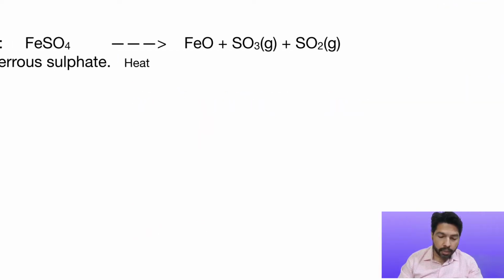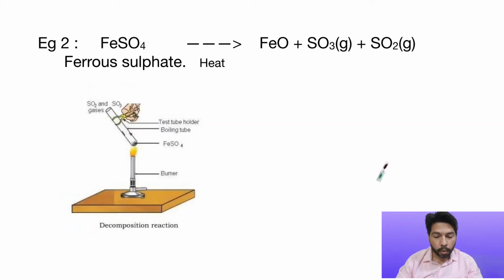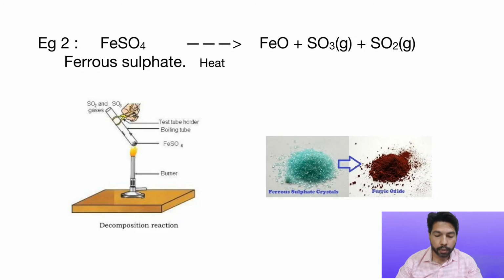Second example, you can see when FeSO4 is thermally decomposed, it will produce Fe2O3, SO3 and SO2. FeSO4 is green in color, whereas Fe2O3, that is ferric oxide, is red in color. While performing the experiment, you will observe a pungent smelling gas evolving in this particular reaction, and that is SO2. So you can see in the pics that are shown below.